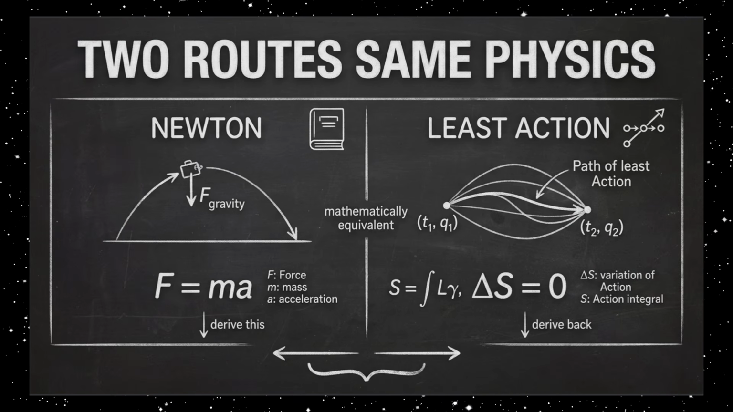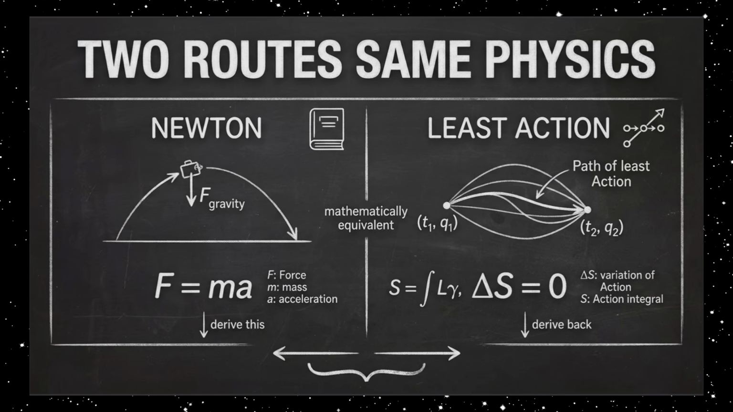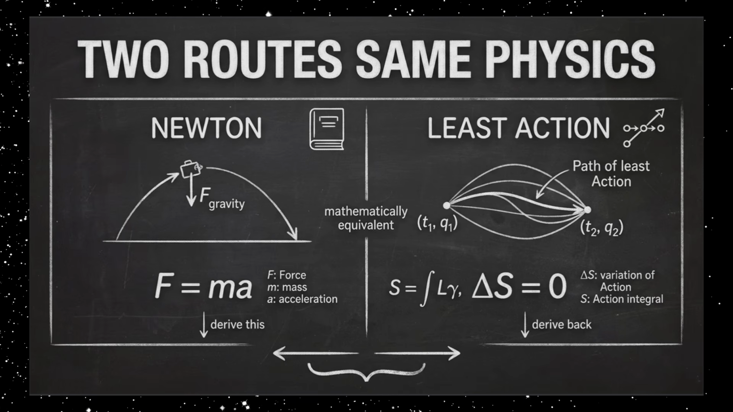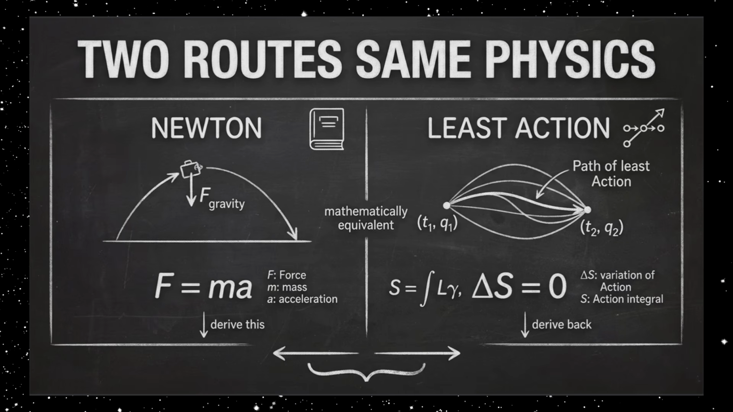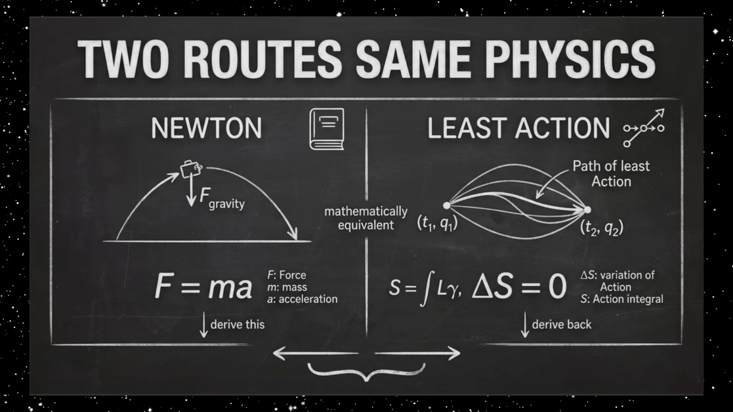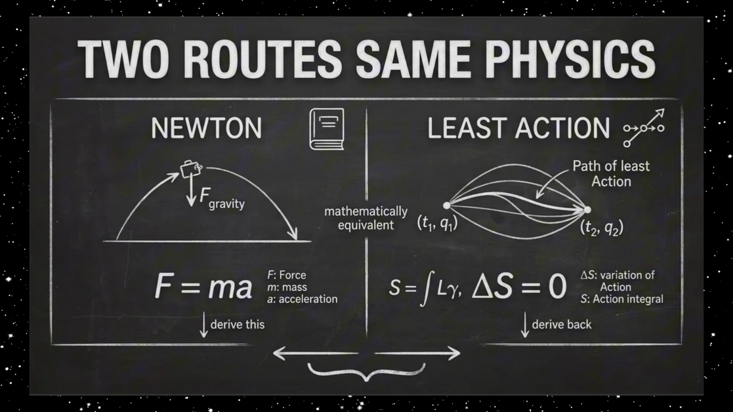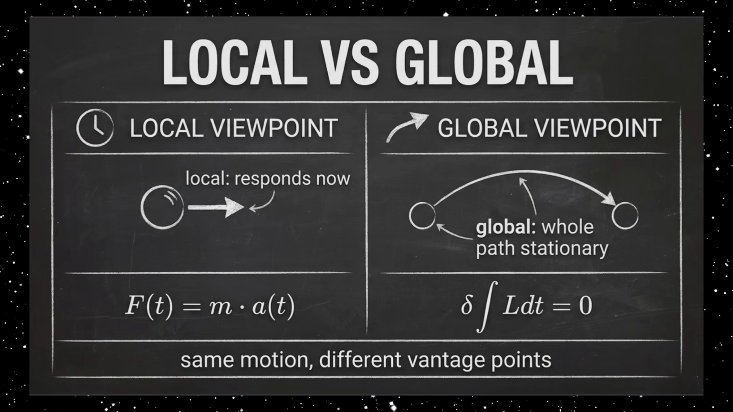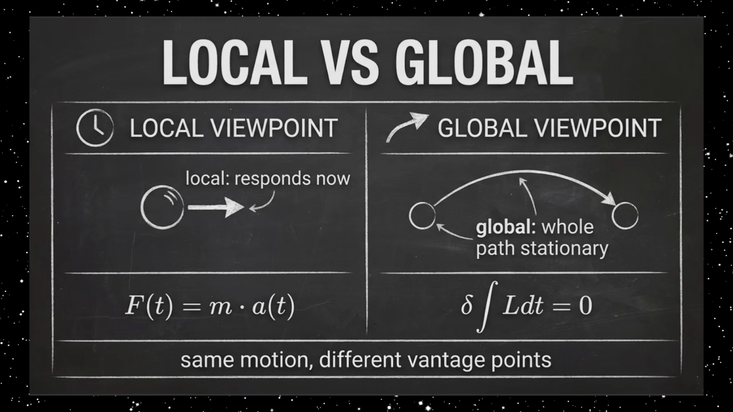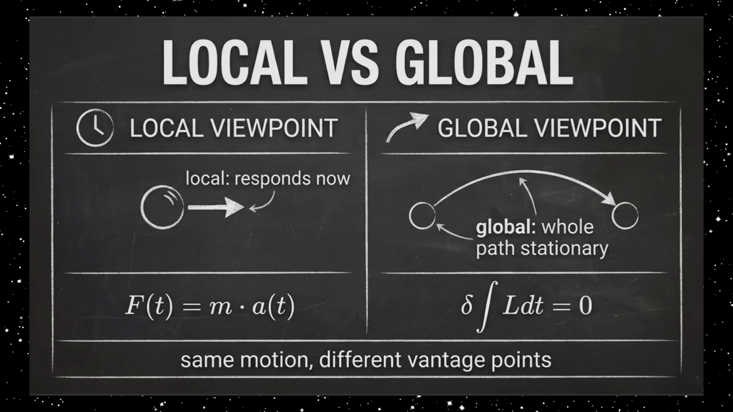The resolution, of course, is that the ball doesn't actually survey all paths. The principle of least action is mathematically equivalent to Newton's laws. If you start from Newton's equations and do some calculus, you can derive the least action principle. And if you start from the least action principle and do some calculus, you can derive Newton's equations. They're the same physics, described from two different vantage points. Newton's laws are local.